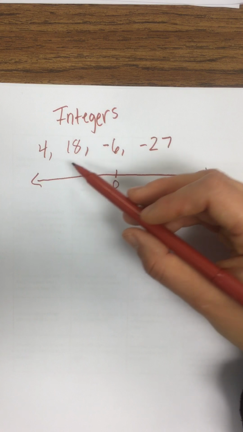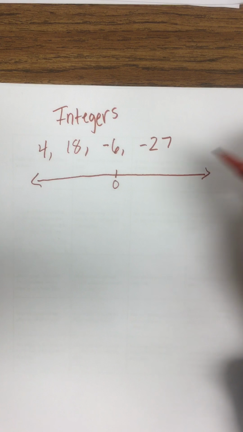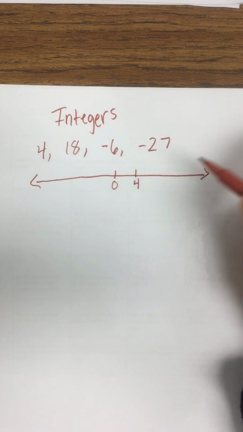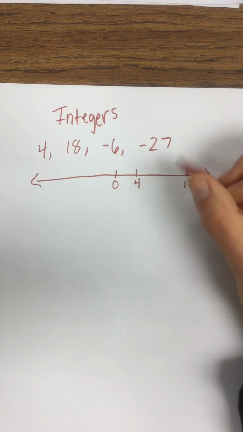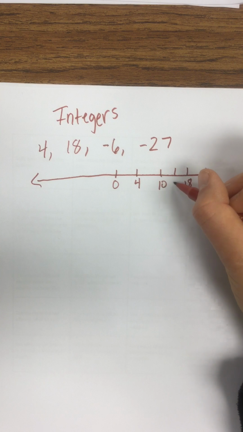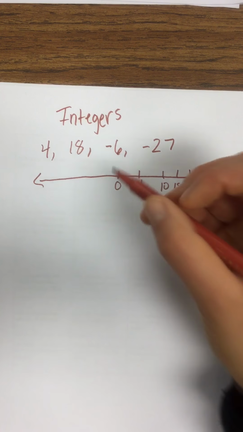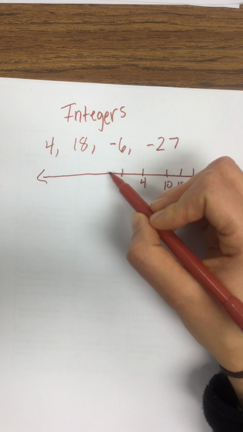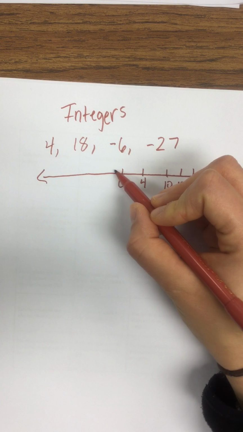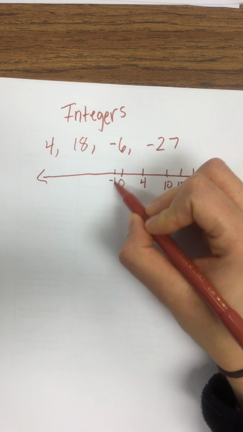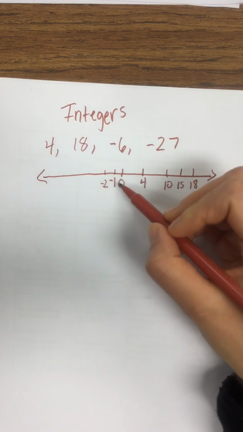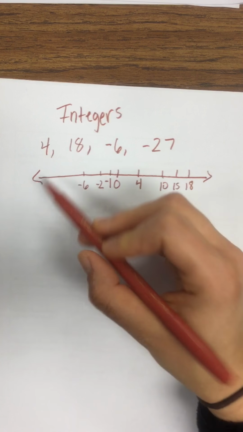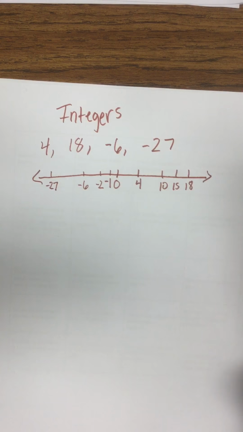Now if I'm graphing these numbers, 4, 18, negative 6, and negative 27, I know that 4 is closer to 0 than 18. 18 will probably be about here, and there's numbers in between, like probably 10, 15, and so on. Now when you look at negative 27 and negative 6, the closer to 0 it is, the greater its value. So actually the first whole number next to 0 would be negative 1 and then negative 2. So it's kind of the opposite of what this side does. So I know negative 6 is going to be about here and negative 27 would be about here.